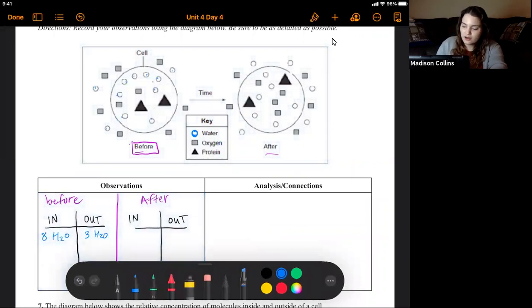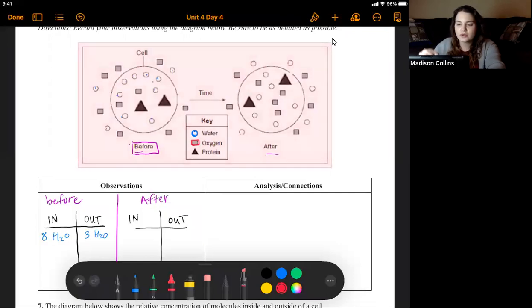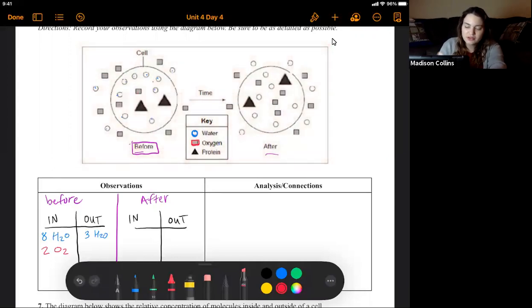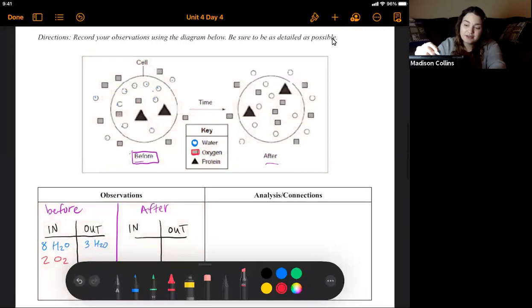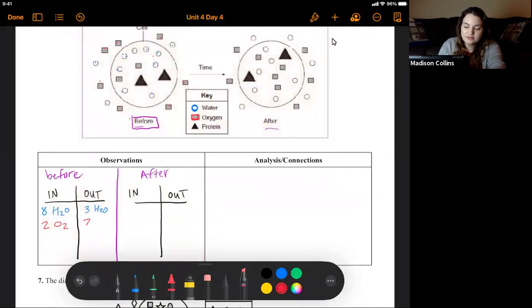Okay, for oxygen, I'll do that in red. We see that this is represented by a square. So I'll count the number of squares inside the cell, and we have 2. So we have 2 oxygen molecules inside the cell. And outside we have 1, 2, 3, 4, 5, 6, 7. We have 7 molecules outside the cell.